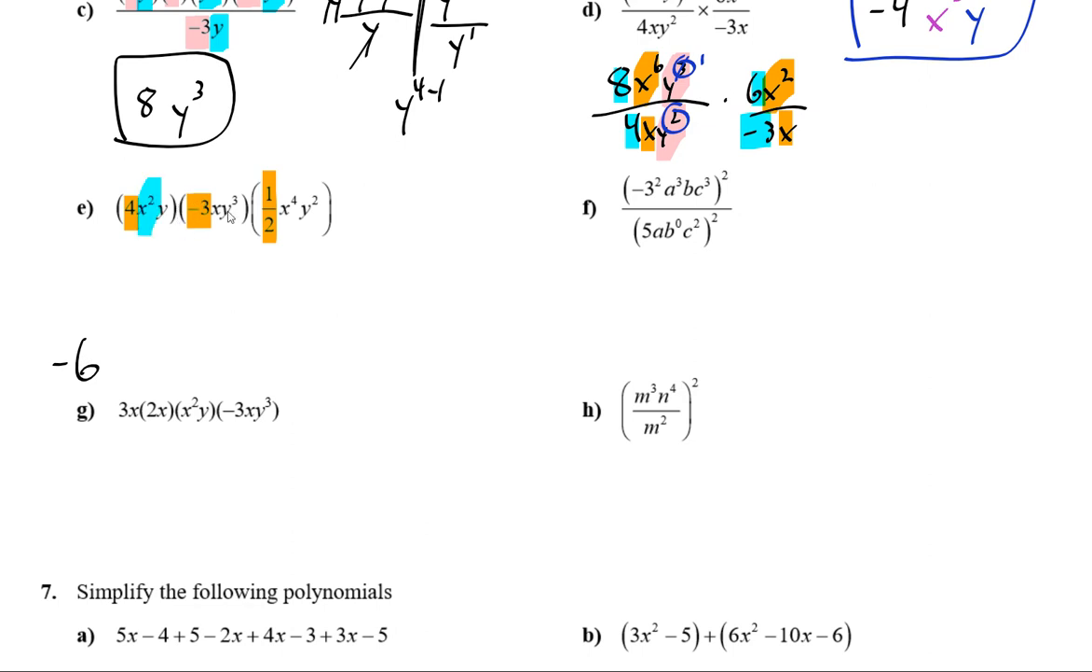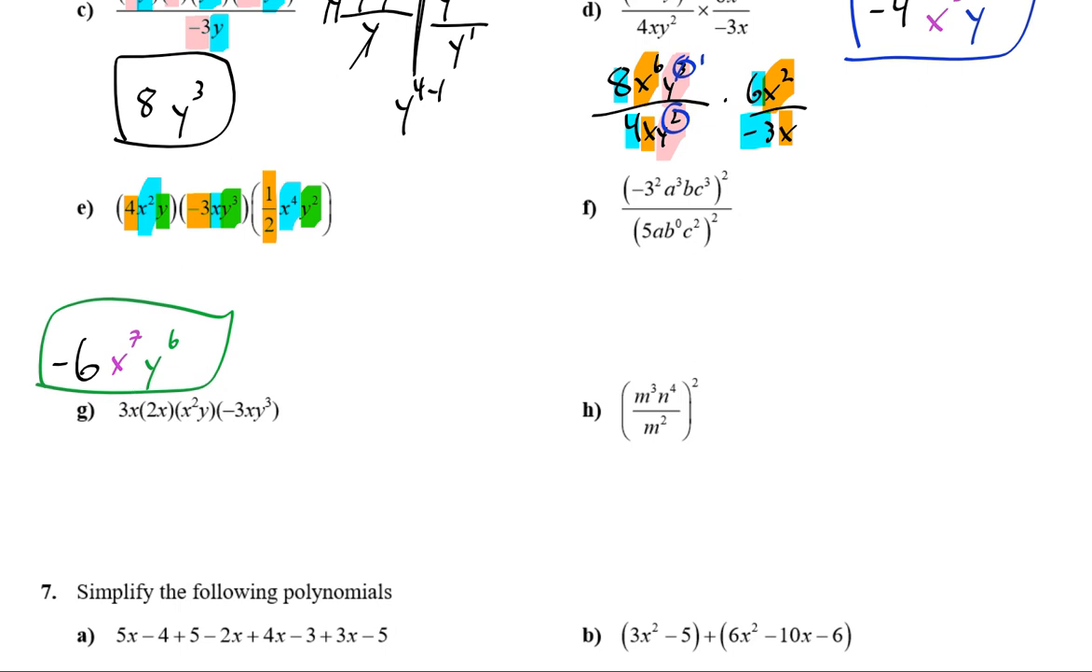For the x's, I've got x squared, x, and x to the 4th. That's 2, 3, and 4 more is 7. And for the y's, I've got 1, 3 more is 4, 2 more is 6. I got y to the 6. So that should be all for this one.